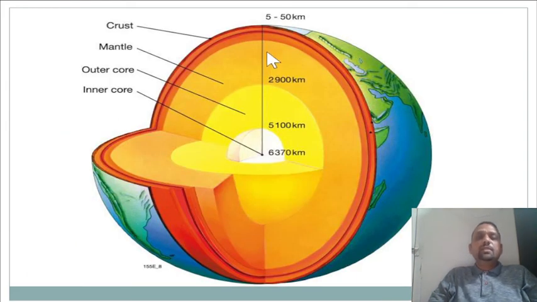Here again, this is a well simplified diagram. See, this is the crustal part, then this is sima, then this is the asthenosphere, then again this is the mantle. This much is the mantle. I said 2900 kilometers is the width of the mantle. 5100 kilometers is about the width of the outer core and inner core. So the total length here they are giving is 6370 kilometers. Again the reference has changed and the figure has changed.